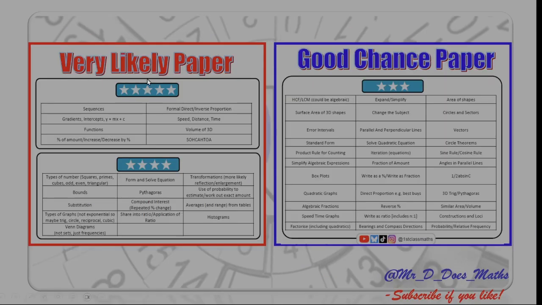So like I said, this is the very likely paper. First Class Maths broke their topics down into 5-star, 4-star, 3-star, and so on. I've produced two papers on the back of that. I've produced a very likely paper based on their 5-star and 4-star questions, and I've put their 3-star questions into a good chance paper. Right, let's get on with the paper.